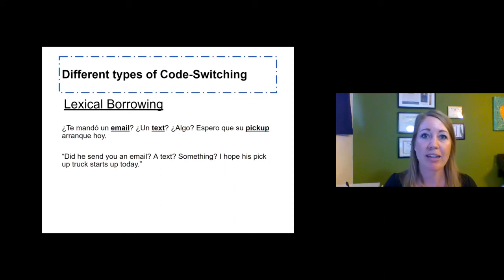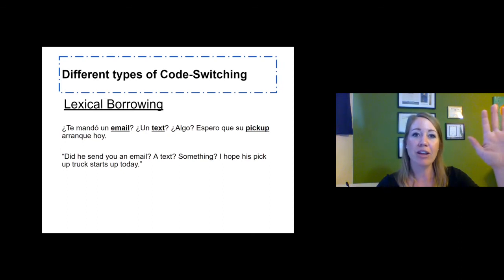And this works the other way. Maybe they're speaking English and there isn't an English word for something, like let's say salsa. We're going to get to that word in a second, but that's not an English word. That's a word we use now in English, but it wasn't always an English word. So they would borrow it from Spanish real quick to throw it into their English sentence, right? And that's called lexical borrowing. When we're taking a word from another language that doesn't exist in the first language, right? So we're borrowing a word.